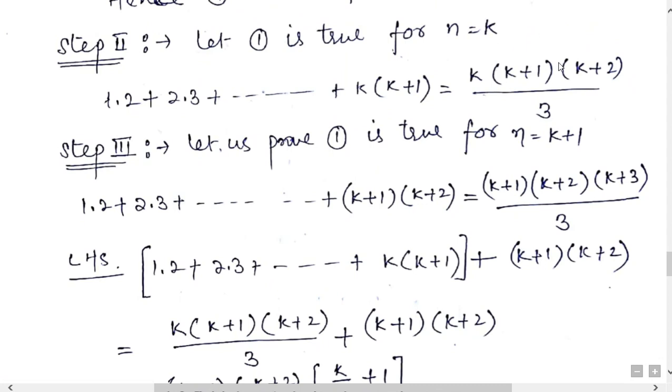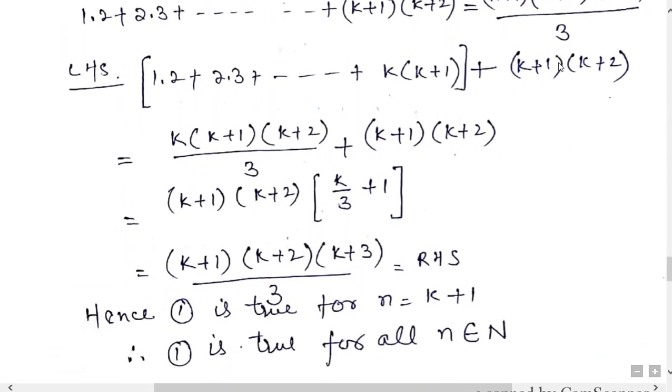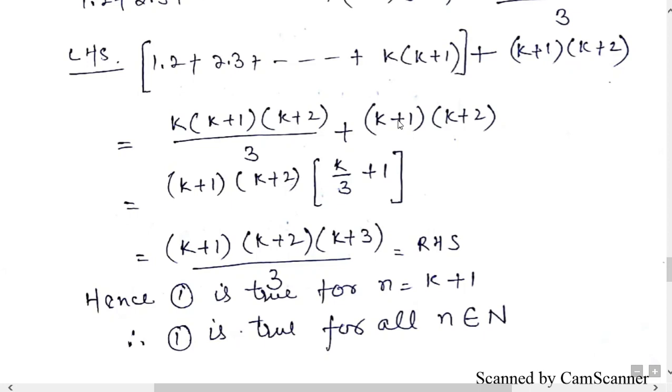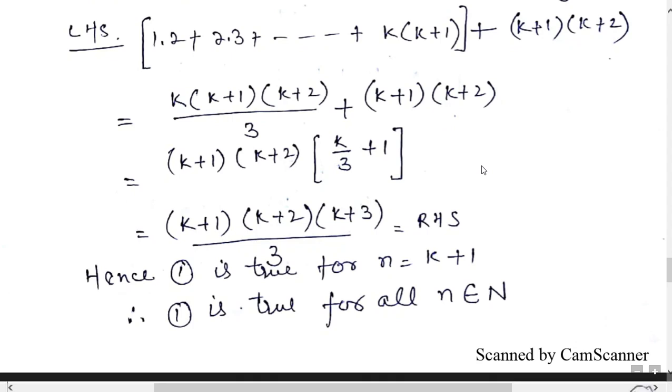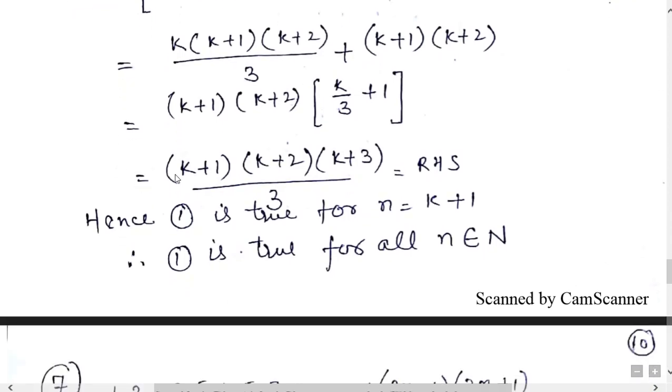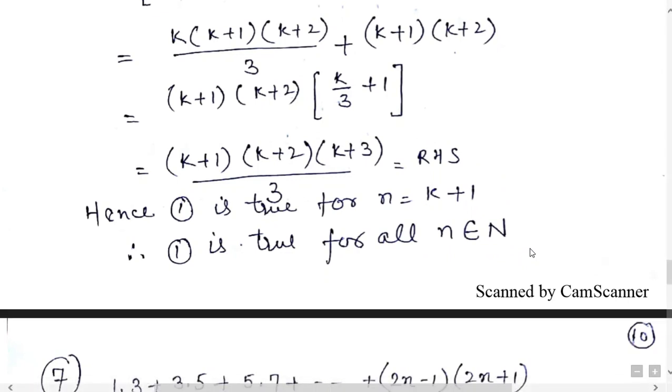step number 2. Now taking common k plus 1 into k plus 2 from both the terms, and inside the bracket you can clearly write k over 3 plus 1, then take LCM, and the answer will be k plus 1, k plus 2, k plus 3 divided by 3. It's equivalent to the right hand side. It means the statement is true for n is equal to k plus 1. Therefore, you can write it's true for n belongs to natural number.